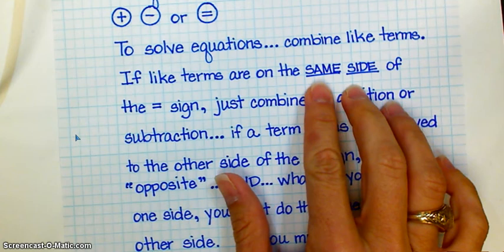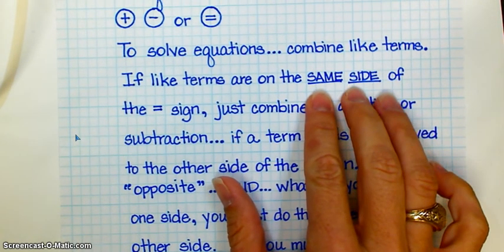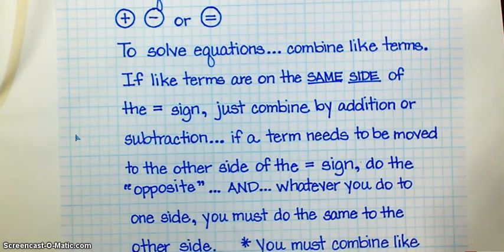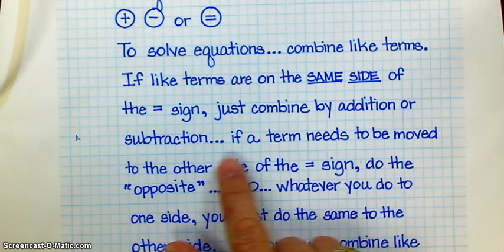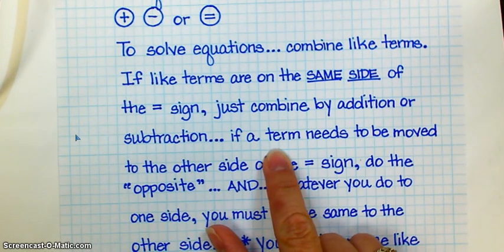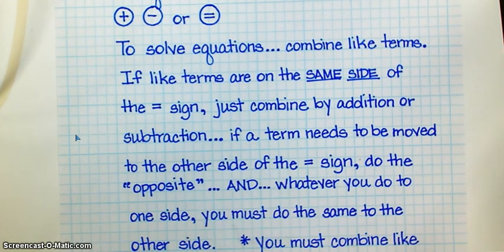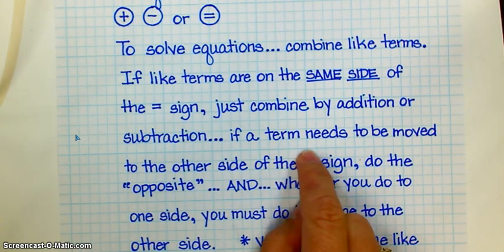If the terms are on the same side of the equal sign, just combine them, using whatever sign they already have in front of them. But if a term has to be moved across the equal sign, then you're going to have to do that by basically doing the opposite. So if it says plus 6r and you need to move it to the opposite side, you're going to have to say minus 6r. So you do the opposite to move it across the equal sign.